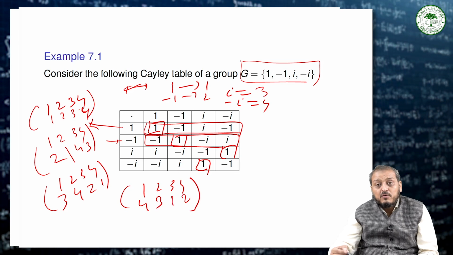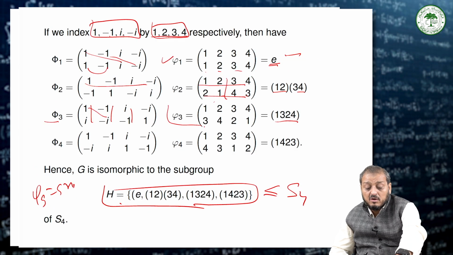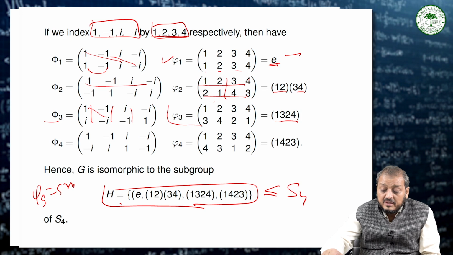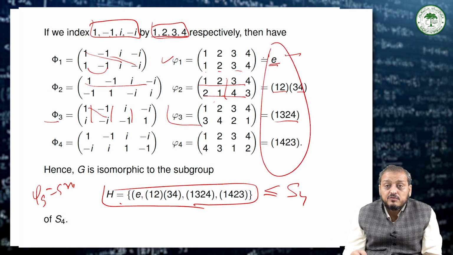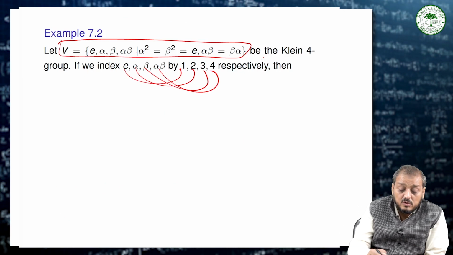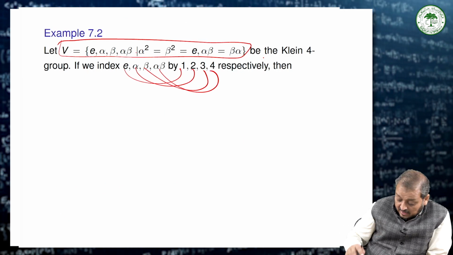So in this way we have to write all of this, phi 1, phi 2, phi 3 and phi 4, and that is nothing but equal to this form, and that is clearly the subgroup. In a similar fashion we have to do it here also, if you know the Cayley table of this.